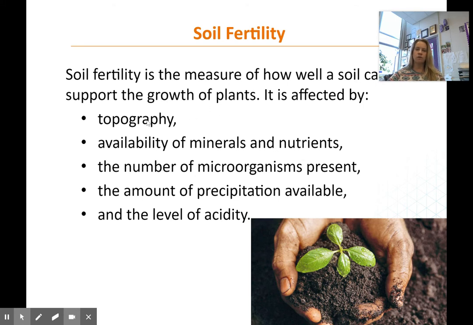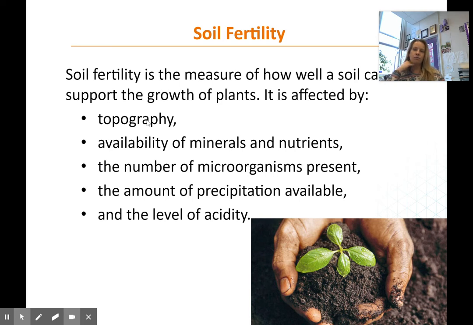Topography. Are the sediment and erosion going to settle into the valleys? For example, the Sacramento Valley. All of the rivers and everything carry that fertile eroded material into the valley. And so the valley tends to be a lot more fertile. Along the rivers tends to be a lot more fertile than it is on the hillside.